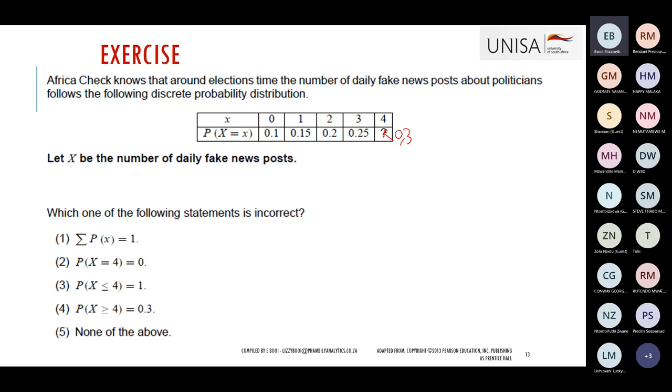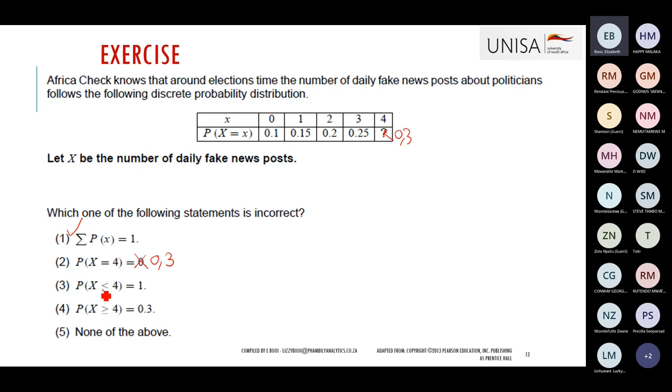Number one states the sum of all probabilities equals one. Is that correct? That's correct, because if you add all these values, you will get one. Number two says the probability of X equals four is equal to zero. What is the probability of X equals four? 0.3. So that is the incorrect one.